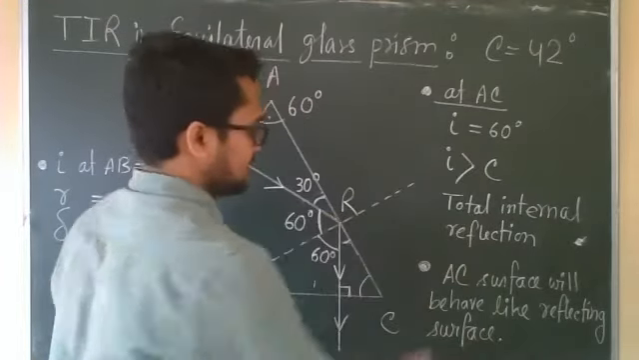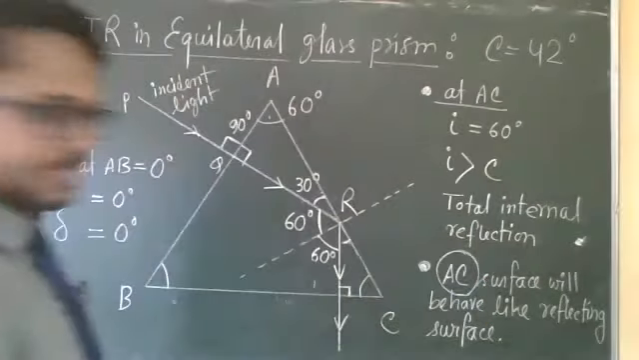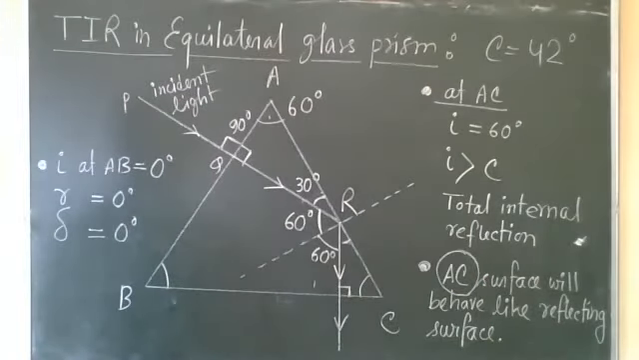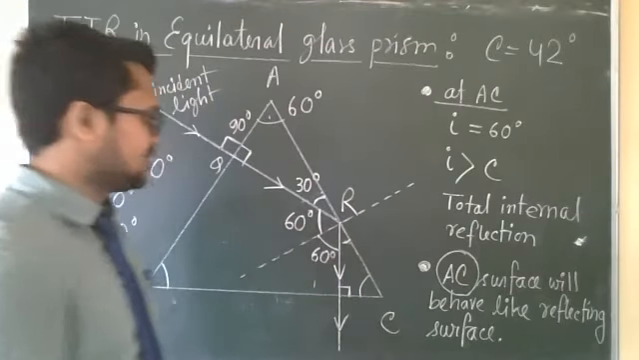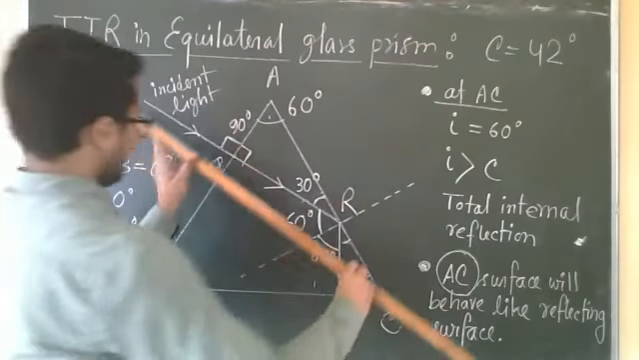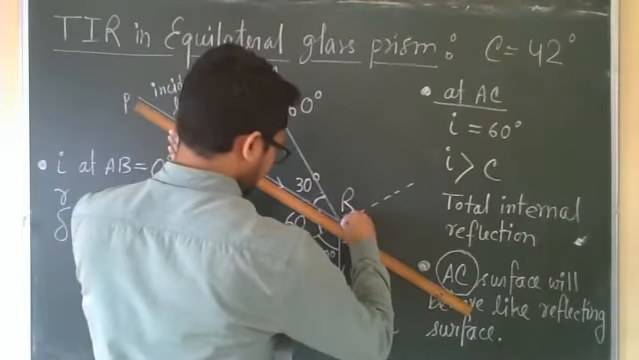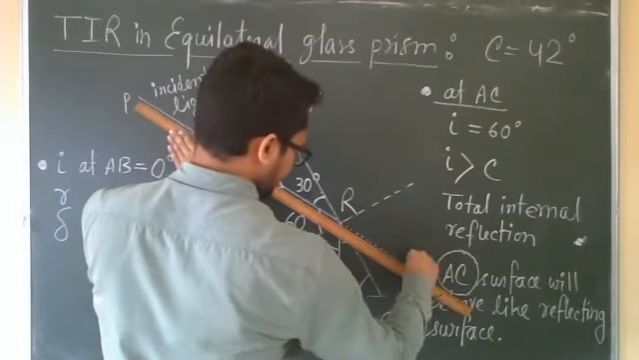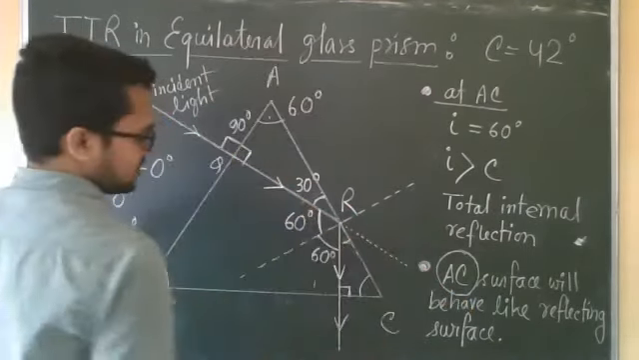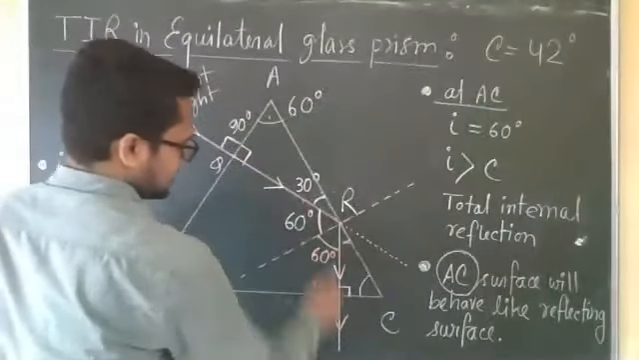So which surface? AC. AC will behave like a reflecting surface. Now can you tell me what is the angle of deviation in this case? Angle of deviation means the angle between the actual path, this is the actual path, and this is the final emergent ray.